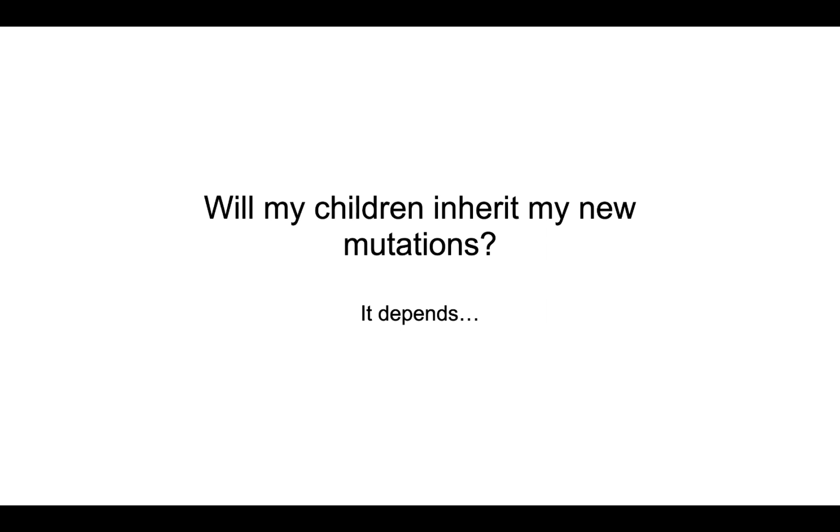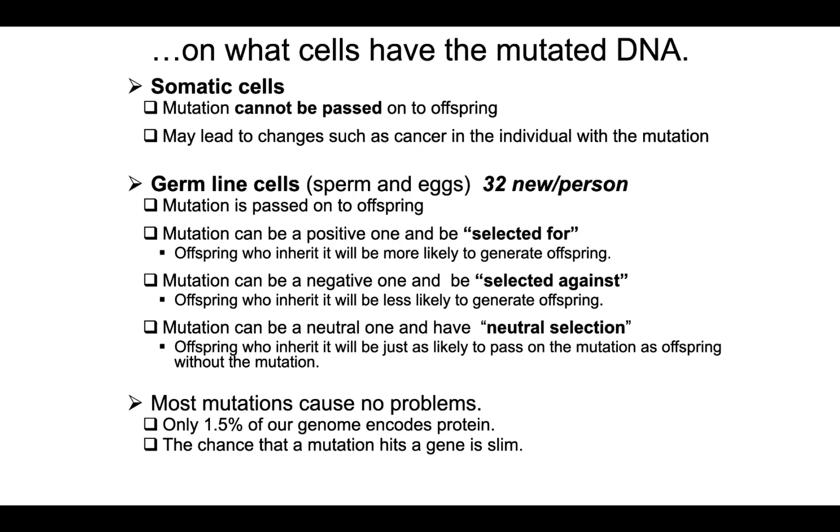Now, the ultimate question here is, will my children inherit my new mutation? So you will gain mutations to all kinds of cells, various places in DNA throughout your lifetime. It's unavoidable. But will that mean you're going to be passing on those mutations to your children? Well, it depends. It depends on what cells have that mutated DNA. Because when your DNA mutates, it doesn't mutate in every single cell of your body, right? If you were in the sun on the beach without sunblock over and over and over again, it's going to mutate DNA within the cells of your skin, not the cells of your heart or the cells of your liver or whatever, right? It's not being exposed to the sun.